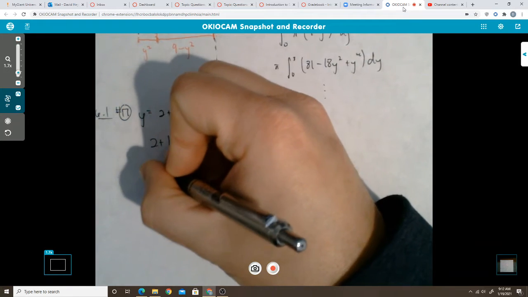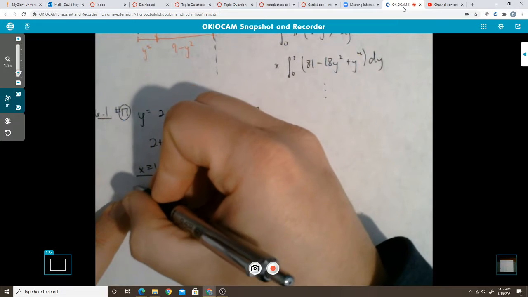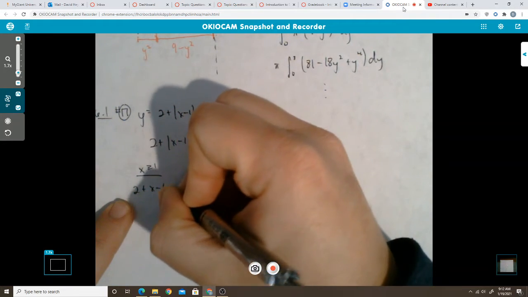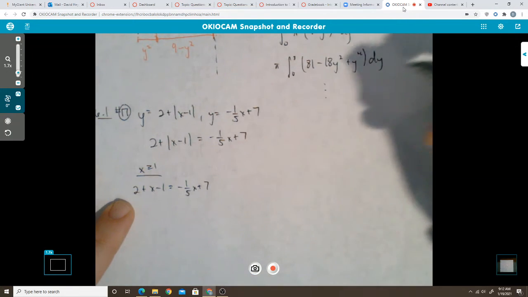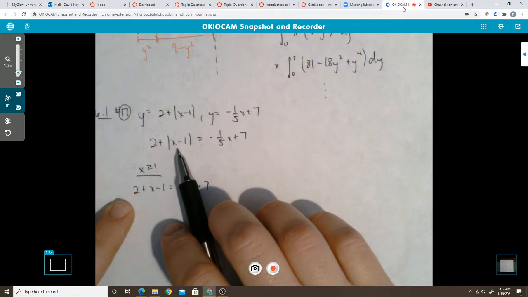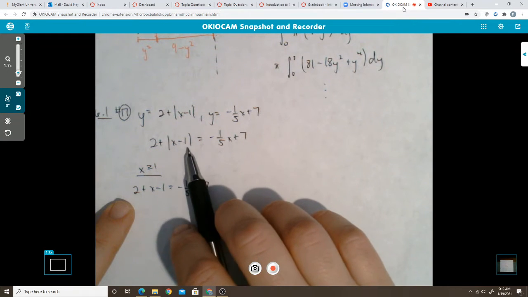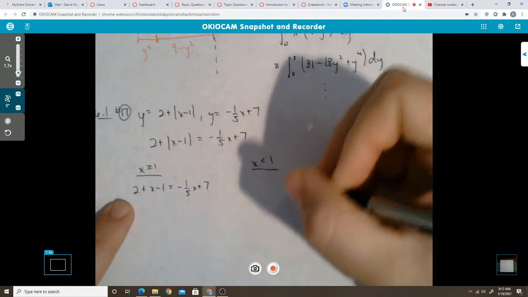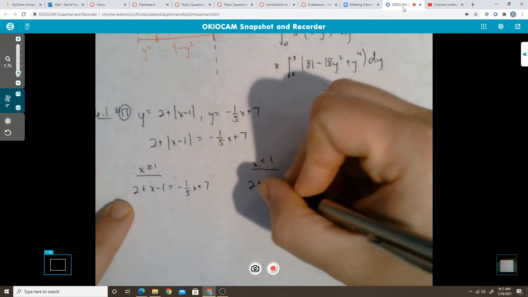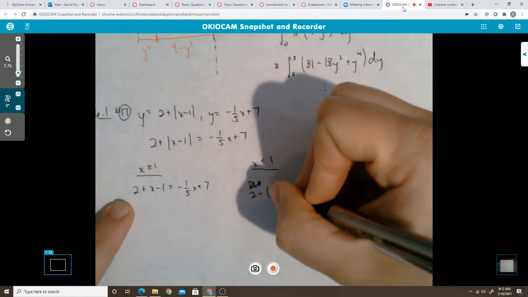So let's say if x is greater than or equal to 1, then the absolute value doesn't really do anything, right? You are just left with 2 plus x minus 1, without the absolute value, equals negative 1/5 x plus 7. The other case is if x is less than 1. So if x is 0, you get negative 1, but you have to negate that so that it becomes positive when you take the absolute value. So in that case, we're going to negate the thing, right?